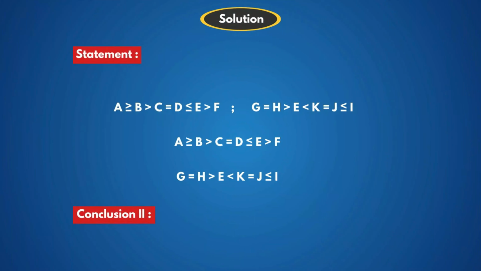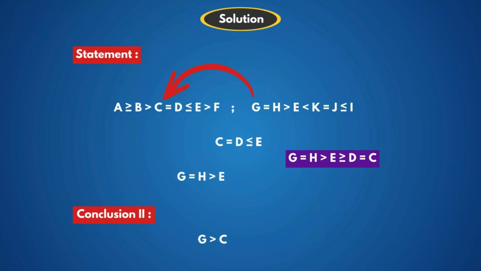Conclusion 2. G greater than C. Here in the statements, we don't have a direct relation between G and C. But we can combine these two statements. Here we have a relation from G to E and C to E, so we will get a relation from G to C. In this statement, G equal to H greater than E. So here C equal to D less than or equal to E. But in the conclusion they are asking the relation G to C. So we can write this G equal to H greater than E greater than or equal to D equal to C.